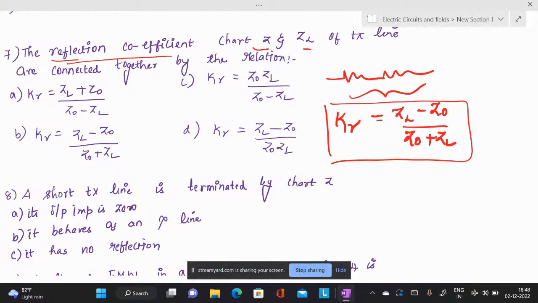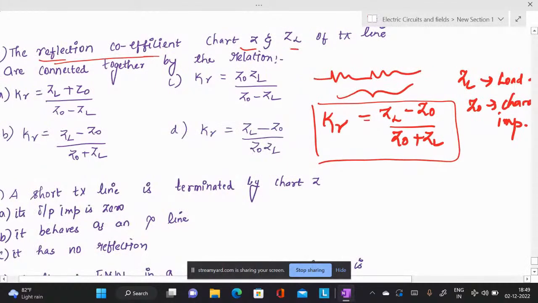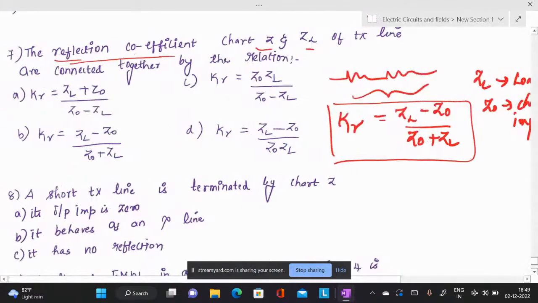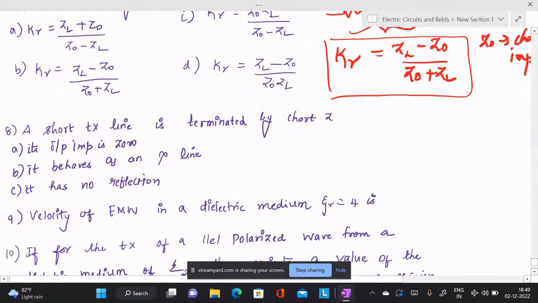Okay, is it clear? Where ZL is the load impedance and Z0 is the characteristic impedance. If both lines are connected together, then the reflection coefficient is (ZL minus Z0) divided by (Z0 plus ZL). Okay, a short transmission line is terminated by its characteristic impedance. Then which of the following will be true?